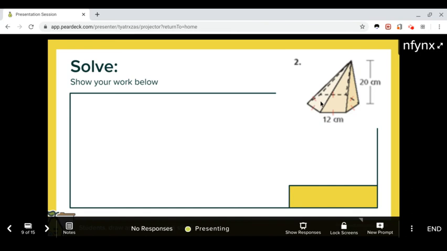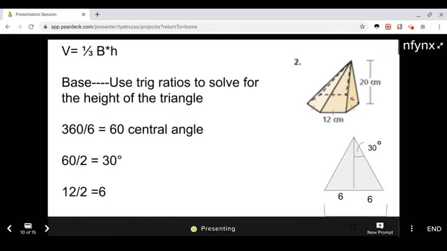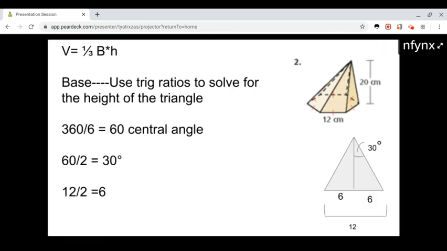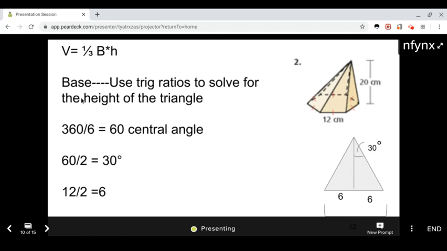And I know that I'm going to have to be using trig functions or trig ratios to find the apothem of this portion, and then I'm going to use that to find the area of the entire thing. So I'm going to move on to the solution portion here. So my volume is a third base times height. Same thing, it's a pyramid. Now the base, again, I'm going to be using the trig ratios to solve for the height of the triangle.